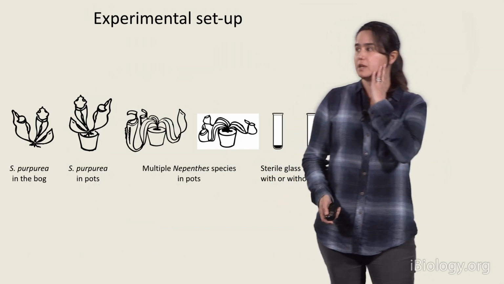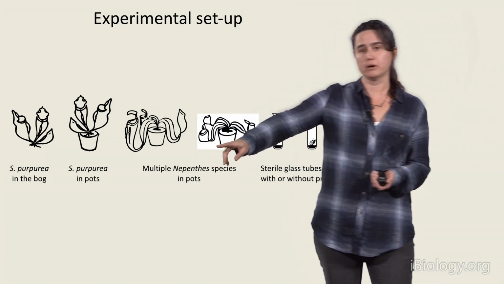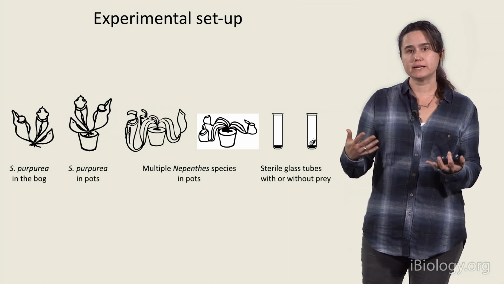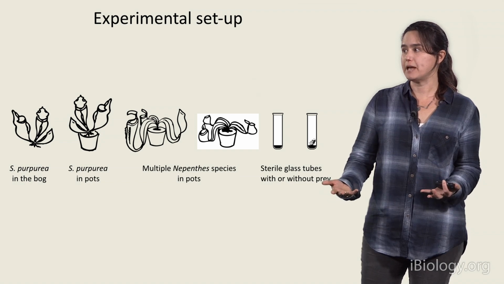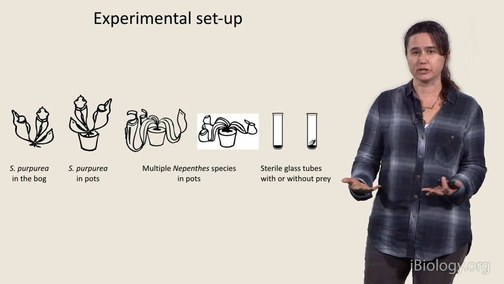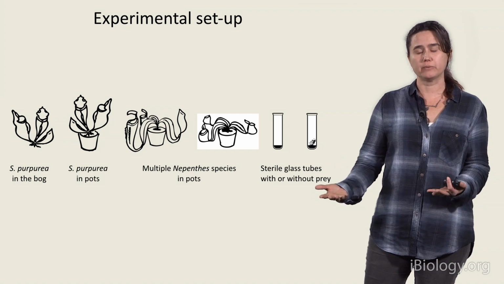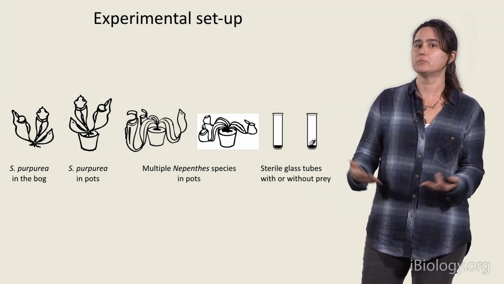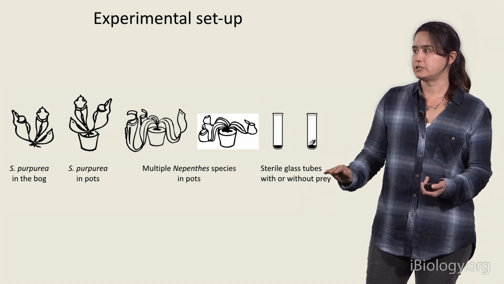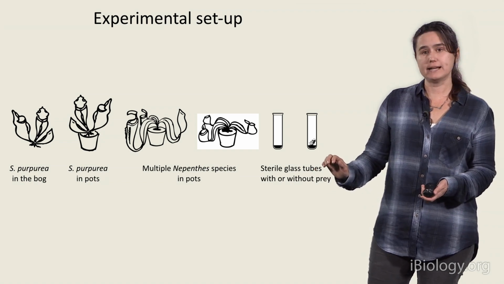Back to the experiment. So for this experiment, we planted in a bog Sarracenia purpurea, that's the native pitcher plant to North America, the same species in pots, and multiple Nepenthes species in pots. By the way, we were very careful about how we did this work, where we got the plant material, how we imported it, and how we put it out in the landscape, being mindful that we didn't want to introduce non-native microbes into the local microbial community. We also added sterile glass tubes that either had or did not have insect prey, in this case, dead ants.